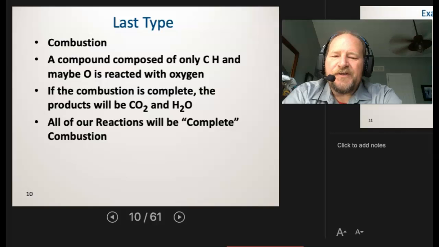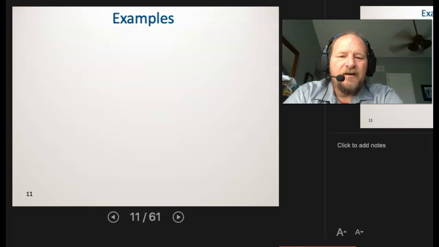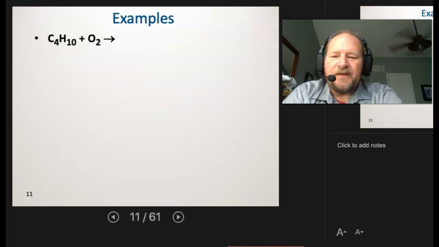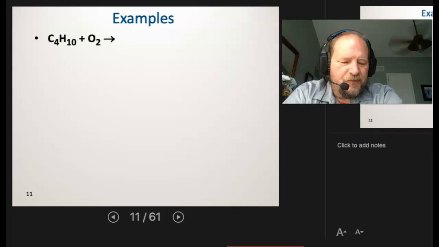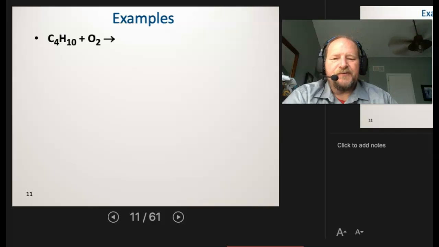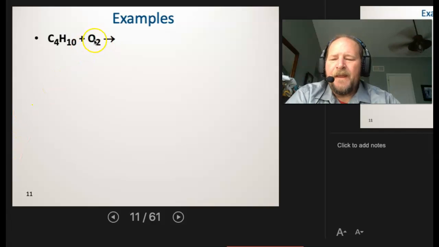And so we won't be focusing on that. Our focus is going to be on the perfect world where everything is a complete combustion. So all of our examples will be for complete combustion. So here I have C4H10 plus O2. So notice you'll always see plus the O2. So oxygen has to be in here. And here we have a carbon and a hydrogen compound.